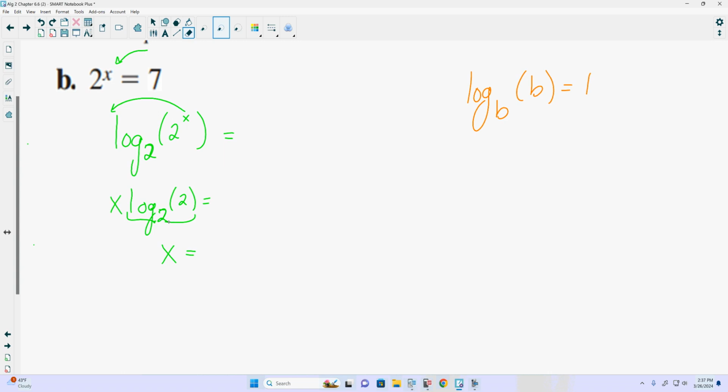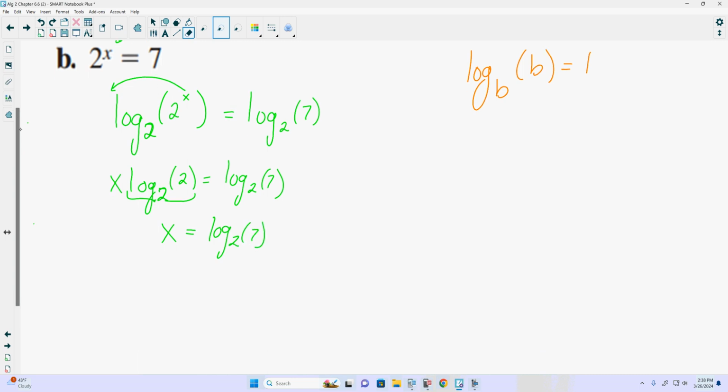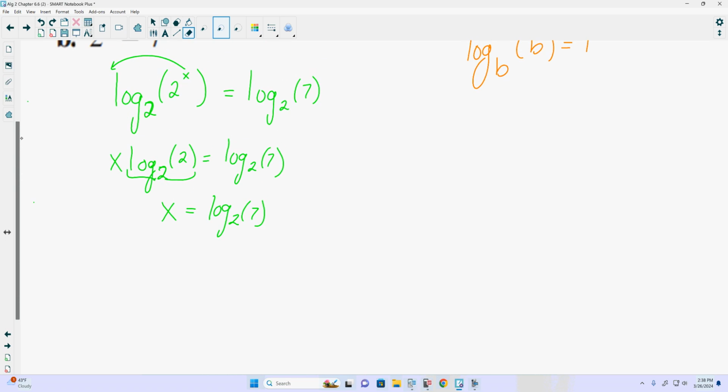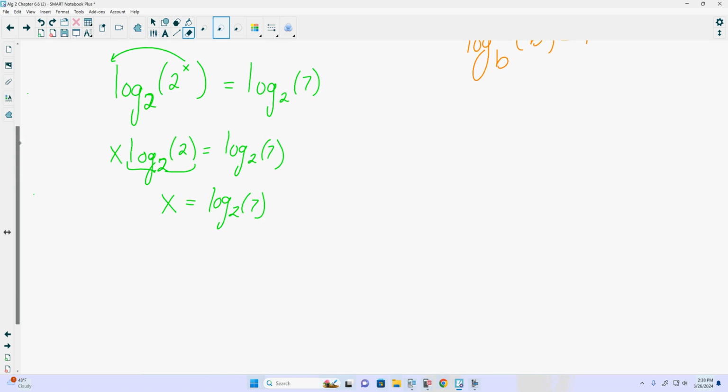So questions on this here so far? But if we do it to the left-hand side, we also have to do it to the right. So we also have log base 2 of 7. Any question on how we got that x is equal to log base 2 of 7?